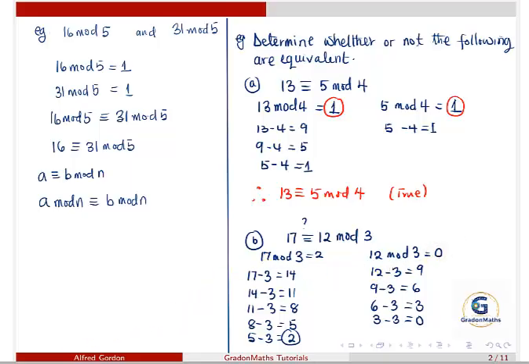Now what can we say about this? We could see that for 17 mod 3 we have a remainder of 2, and for 12 mod 3 we have a remainder of 0. Therefore, the statement we have here is really false. They are not equivalent.